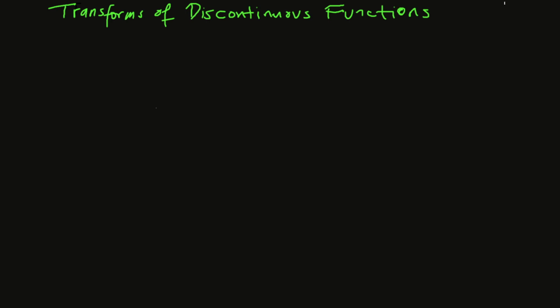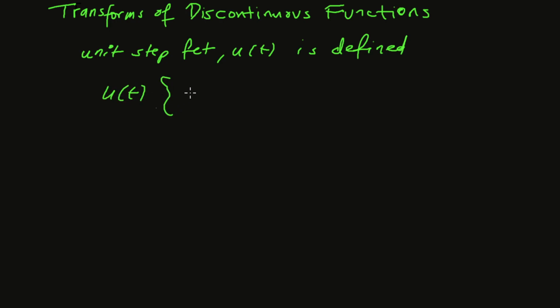Some ideas to deal with this are to base it on something you've seen in the past, or even in previous math courses: a step function. And this is a unit step function, which let's call u of t, and u of t is defined as 0 when t is less than 0 and 1 when t is greater than 0.